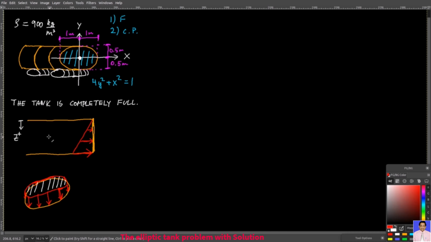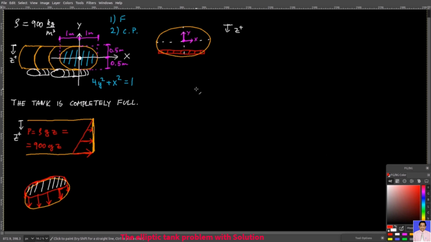Now the pressure here equals, like always, the density times g times z. And we assume that z is positive as you go down. So from here on the top, when you go down, your z increases. And now you know your density, it's 900, and then you multiply it by g and z. That's your pressure function.